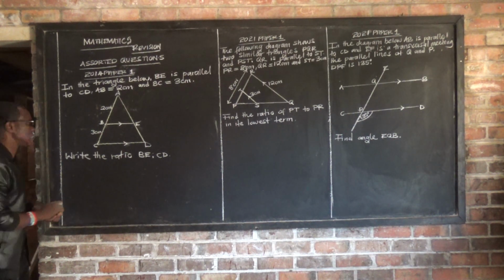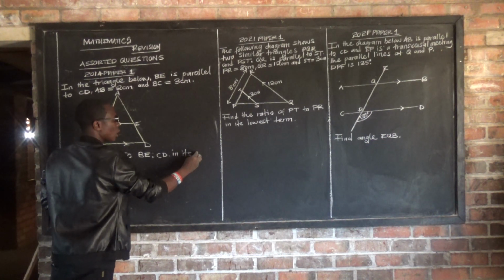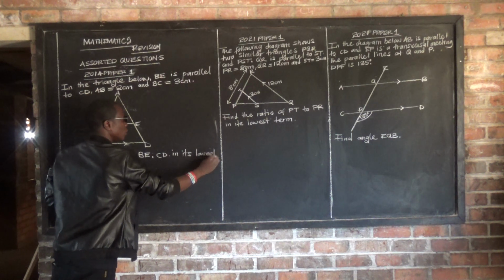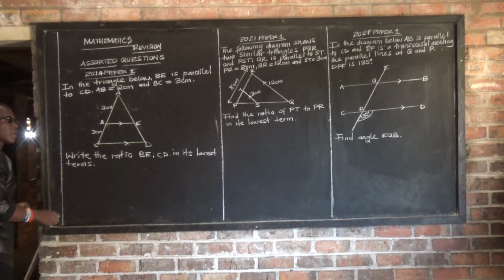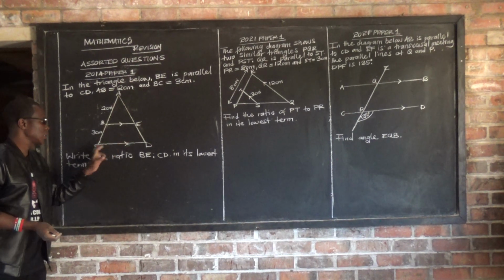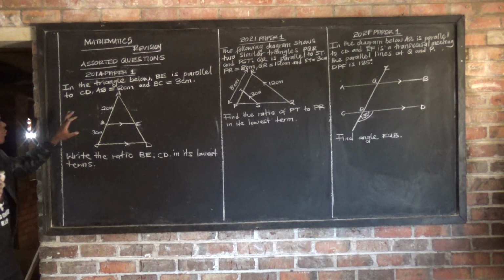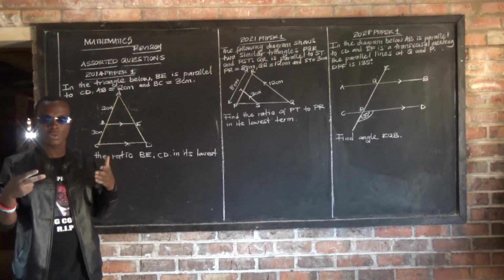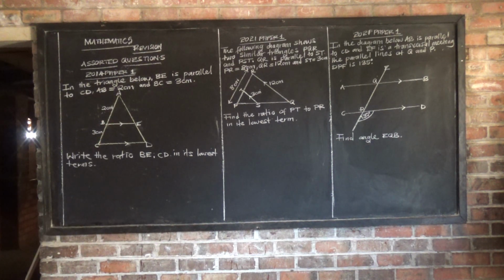BE to what? CD, in its lowest terms. So they want us to find the ratio BE to CD in its lowest terms. So what you're going to do is, remember what I told you. First and foremost, before you handle any question pertaining to similarity and congruency, step number 1, you're supposed to come up with 2 triangles, a small one and a big one.